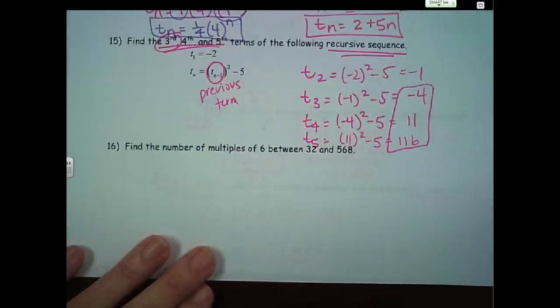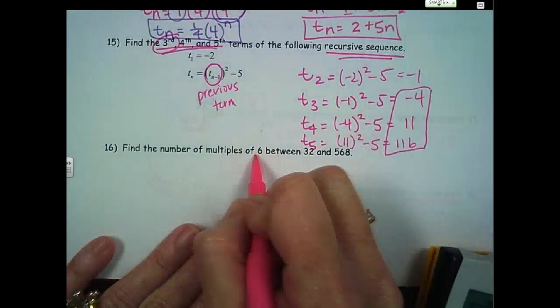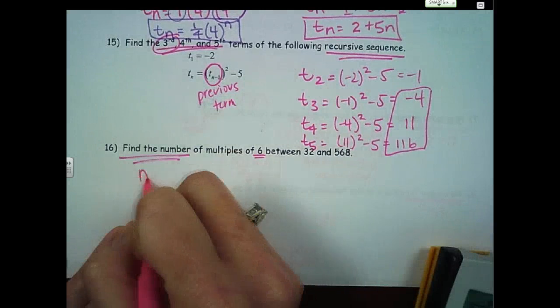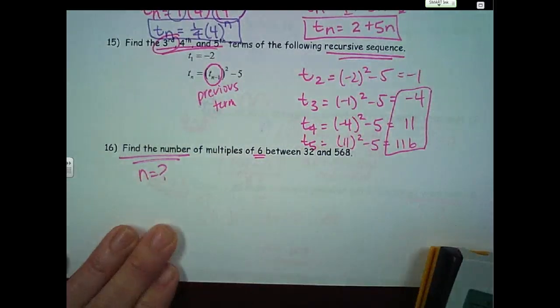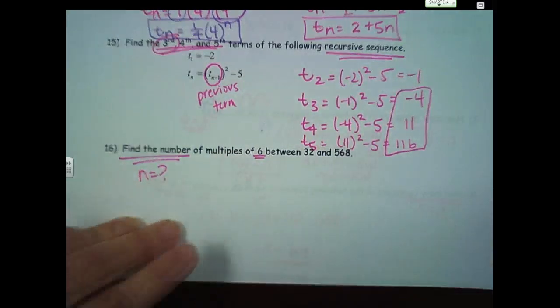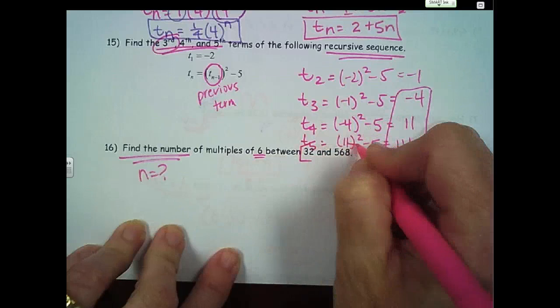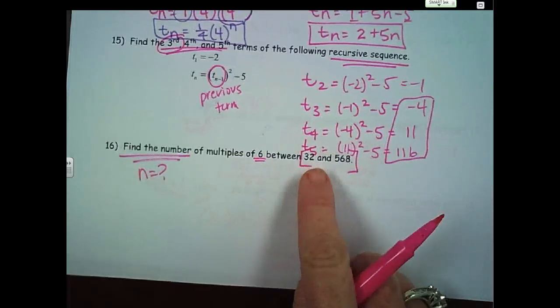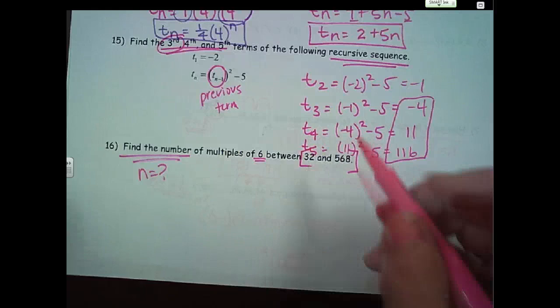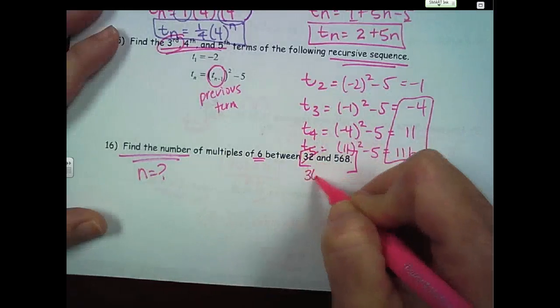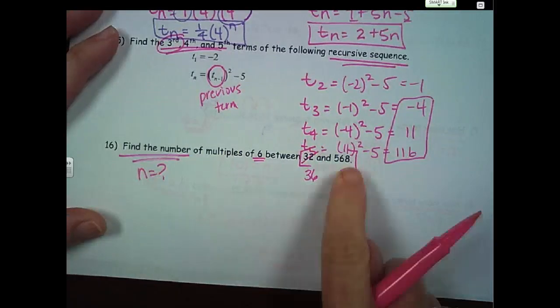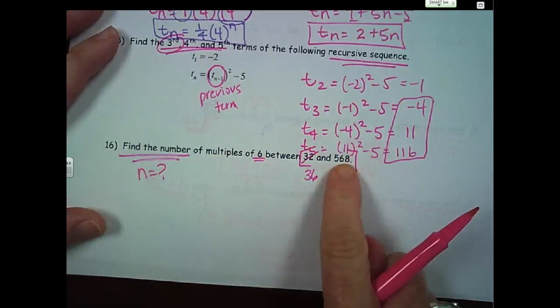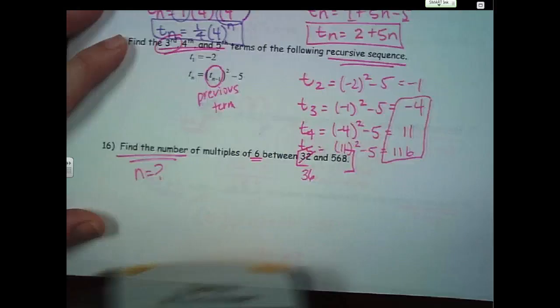Number 16, find the number of multiples of 6. I'm looking for the number of multiples, so I'm looking for n. I want multiples of 6, right? So they have to fall between this window here. So if you start listing multiples of 6: 12, 18, 24, 36, there it is. The first multiple that falls is 36. Now, I'm not going to count all the way to 568 by 6s, so I'm going to use my calculator.